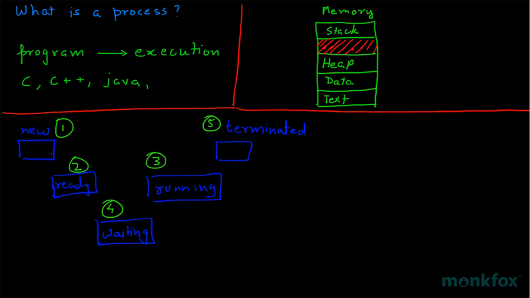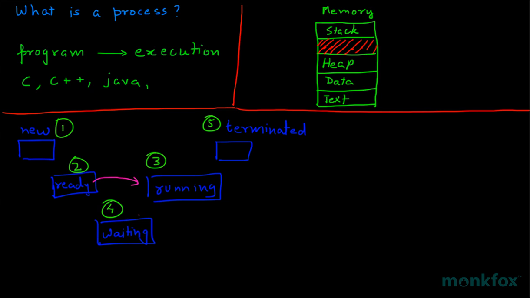So first a program is new, then it makes itself available to the operating system and waits to be assigned a processor. That state is called the ready state. Ready state is when the process has all the memory, all the resources, and it is waiting for the processor to be assigned to this process. Once the processor is assigned, this process goes from ready to running state. So now the process is running, the instructions are actually getting executed.